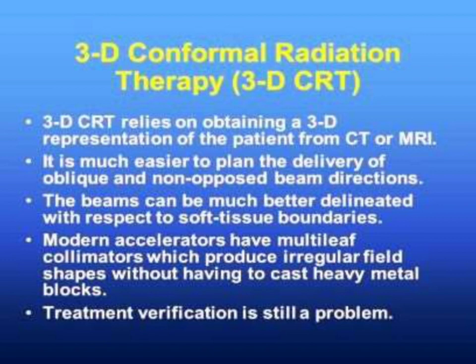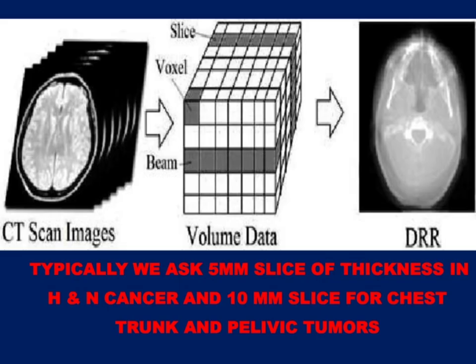X-rays and gamma rays are both forms of electromagnetic radiation, though they are produced in different ways. Both use photons. X-rays are generated by a machine, a linear accelerator, where electrons hit a target to produce X-rays. Electrons can also be used directly for superficial tumors. X-rays can be used at lower energy for superficial tumors and at higher energy for deep-seated tumors.